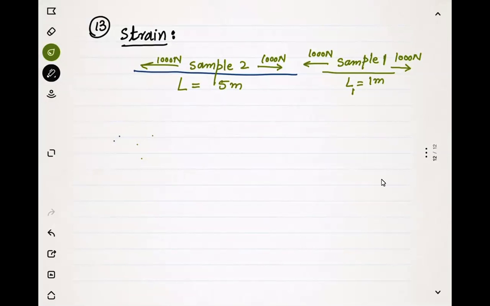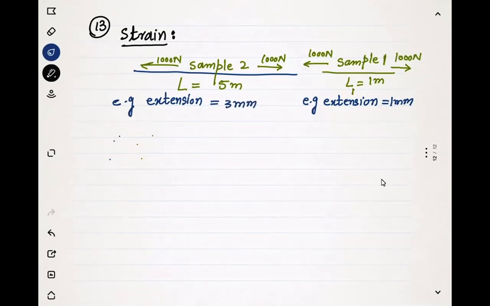However, you know that a shorter piece is difficult to extend, and as a result, the extension here that you will get is 1 millimeter. For example, the values are just for understanding the concept. Here the extension is, for example, 3 millimeter. Apparently, it seems sample 2 is extending more.